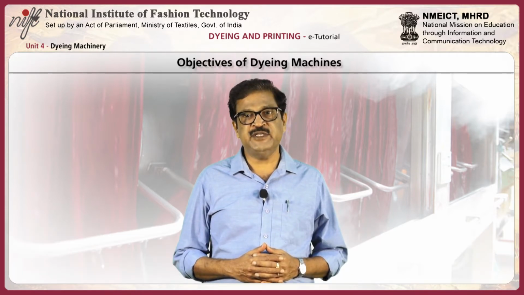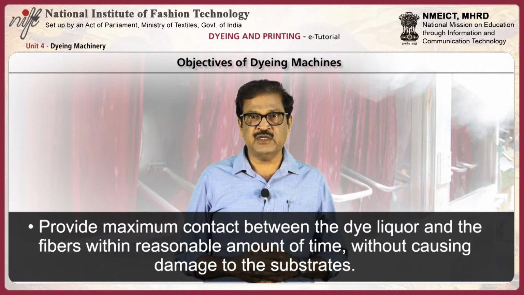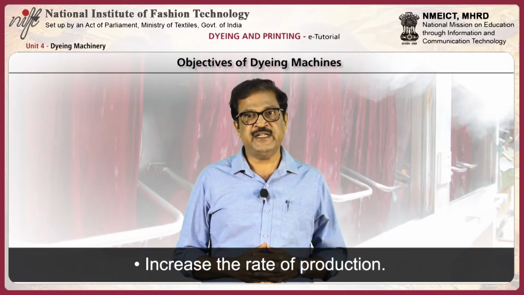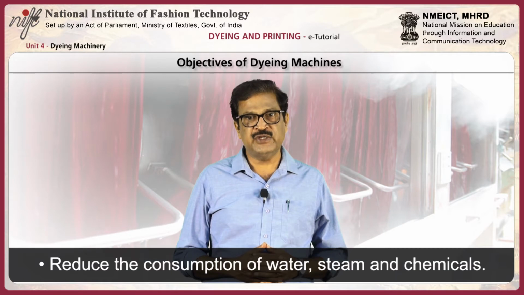Objectives of dyeing machines: to provide maximum contact between the dye liquor and the fibers within a reasonable amount of time without causing damage to the substrates, to increase the rate of production, to reduce the dyeing cost, to reduce labor cost, to reduce the consumption of water, steam and chemicals.